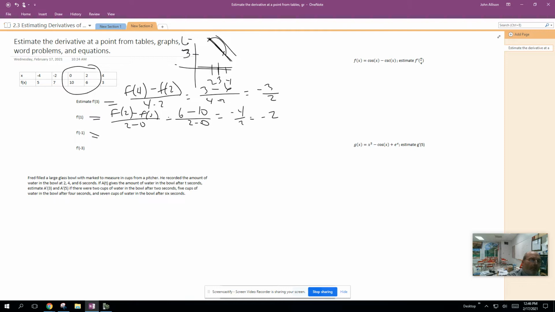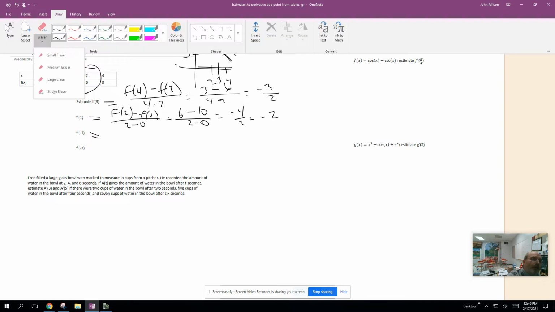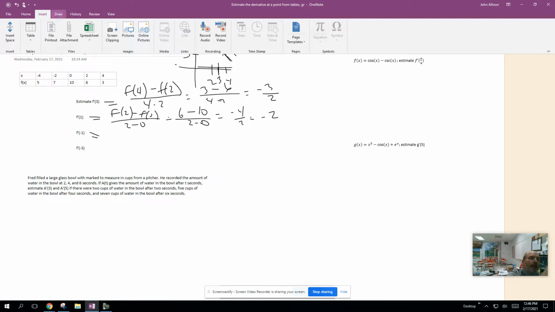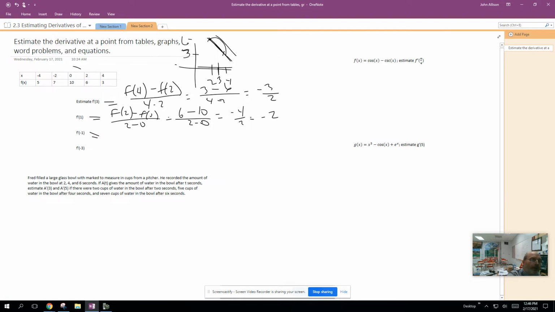If we're going to estimate f prime of negative 1, we're going to use points where the x value is equidistant from negative 1, as close as we can get. So we have 0 and negative 2. We're going to do f of 0 minus f of negative 2 over 0 minus negative 2, which equals, f of 0 is 10, f of negative 2 is 7, and 0 minus negative 2 is positive 2. So that's going to give me 3 over 2 as the estimate for f prime of negative 1.